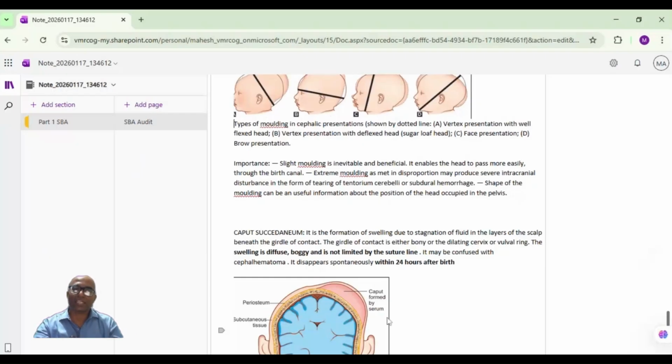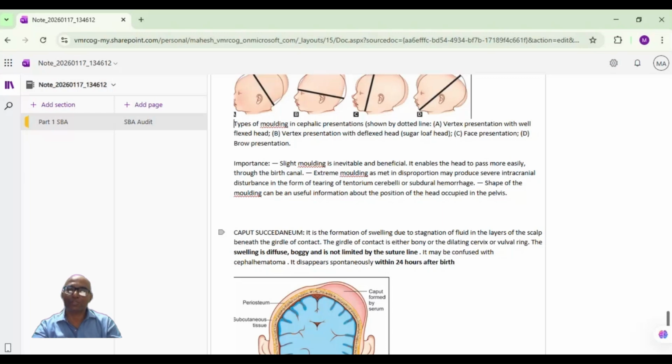Okay. Another is the caput succedaneum. It is the formation of a swelling due to the stagnation of fluid in the layers of the skull beneath the girdle of contact. So when the head is held in one particular position for a prolonged time, then below the girdle of contact, you get this caput succedaneum. The girdle of contact is either bony, or the dilating cervix, or the vulval ring.